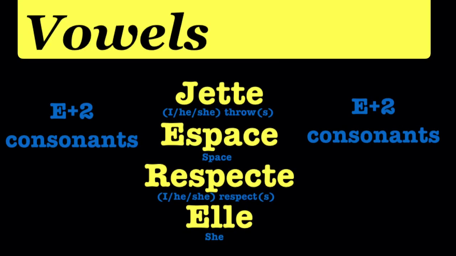Now another instance when E is pronounced E does not involve an accent, and that's when E is followed by two consonants. Now that could be a double consonant, two of the same consonants, two L's, two R's, etc., or two distinct consonants such as SP or ST. So here are some examples of E followed by two consonants, which yields the pronunciation E. Jette, espace, respecte, elle.